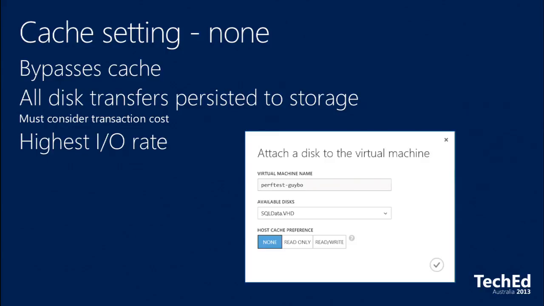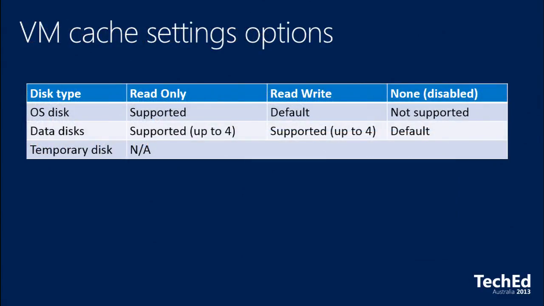But the thing is, often that path to and from the storage will outperform some of that shared local cache on the machine, so you'll actually get a consistent and higher I/O rate there. Now, the settings that you get to choose for the operating system disk: it defaults to read-write. It doesn't support none, and you can configure it to read-only. The temporary disk, the D drive, has no cache settings that you have access to. For the data disks, it allows you to configure caching for up to 4 drives, and that can be read-only or read-write, but the default for performance reasons is none.